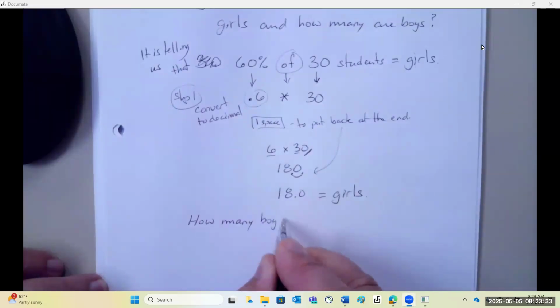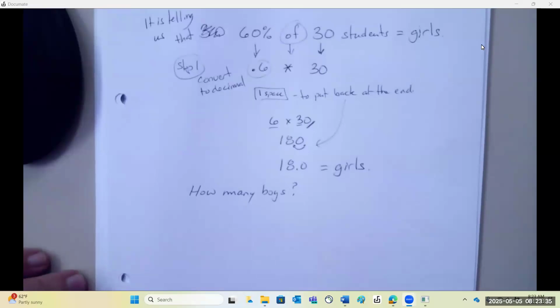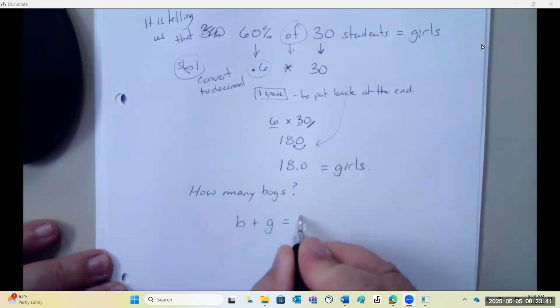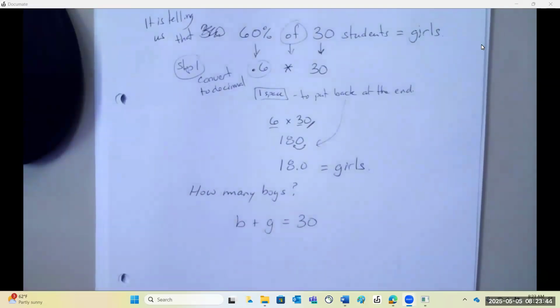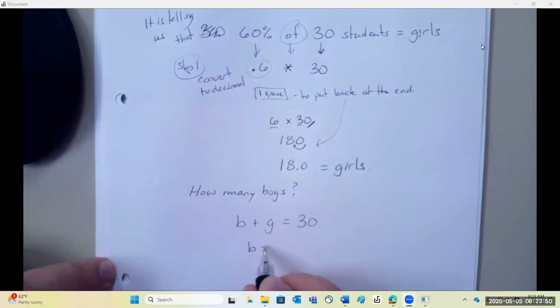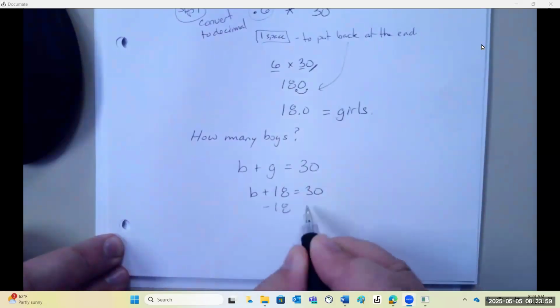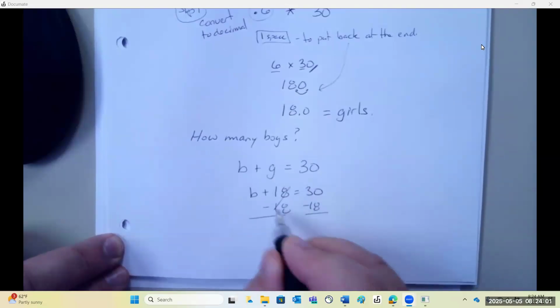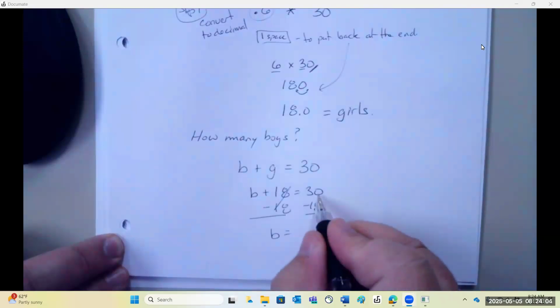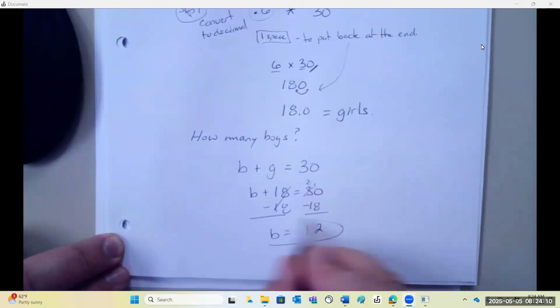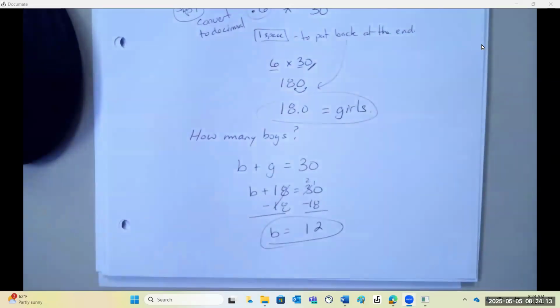How many boys do you have? Well, what do we know? We know boys plus girls has to equal 30 because there are 30 students in the classroom, and 18 of them are girls. How do we solve for B? Subtract 18 from both sides because of equality. So you can't do it, so we borrow 10. 10 minus 8 is 2. 2 minus 1. So there are 12 boys and 18 girls.